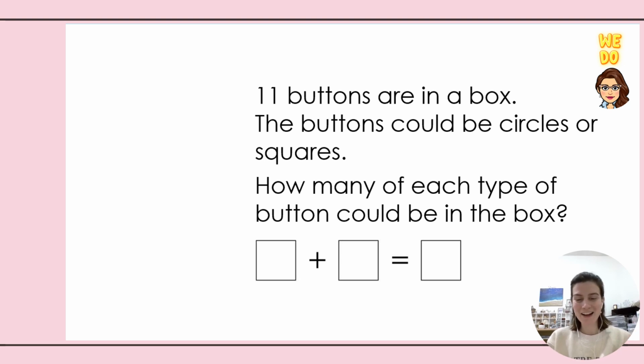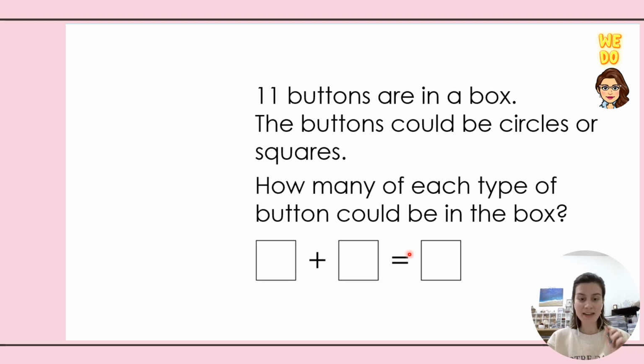All right, guys, here we go. We are going to start with step 1, understand it by reading the problem. You don't have to write anything down yet, just read the problem with me. 11 buttons are in a box. The buttons could be circles or squares. How many of each type of button could be in the box?